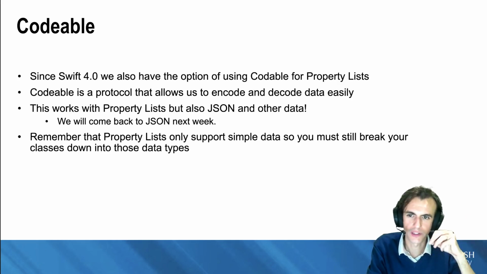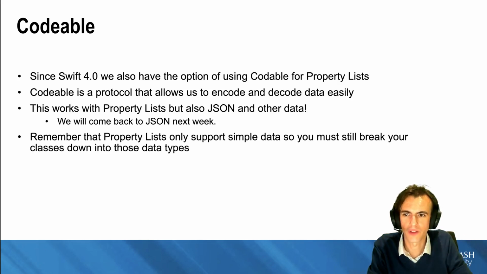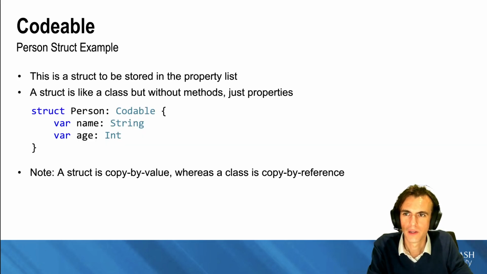So we'll look at the JSON example last week. For the moment, we're just doing it with property lists. So remember, our property list only supports simple data, so you must still have classes that only include those data types. So we looked at a person class before. This is a struct. So what is a struct? A struct is basically like a class, but without any methods. So it's just an object that holds some properties.